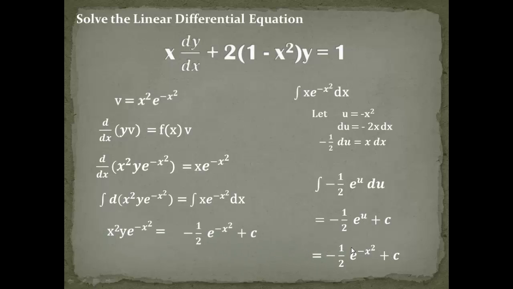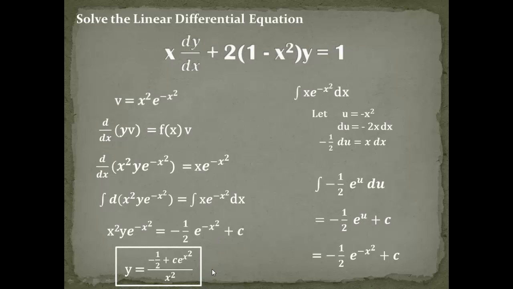Now going back to the original equation, we have now this result, and we have x squared times y times e to the negative x squared, which is now equal to negative 1/2 times e to the negative x squared plus c. Simplifying the equation, we now have our final answer, which is y is equal to negative 1/2 plus c times e to the x squared all over x squared.